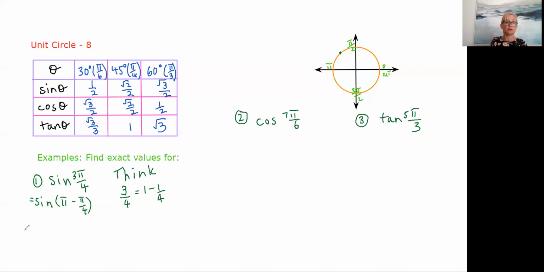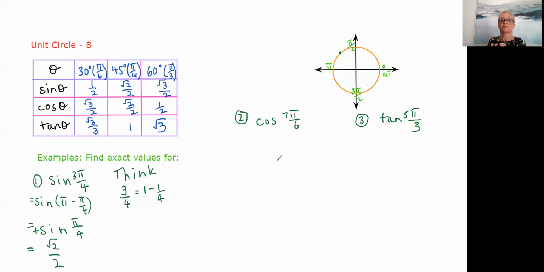Now, horizontal reference, we keep the same trig ratio. This will be exactly the same as sine of pi on 4. We just need to think about, is it positive or negative? Well, we're in the second quadrant and sine is positive there. So it's going to be exactly the same as sine of pi on 4, which is √2 on 2.